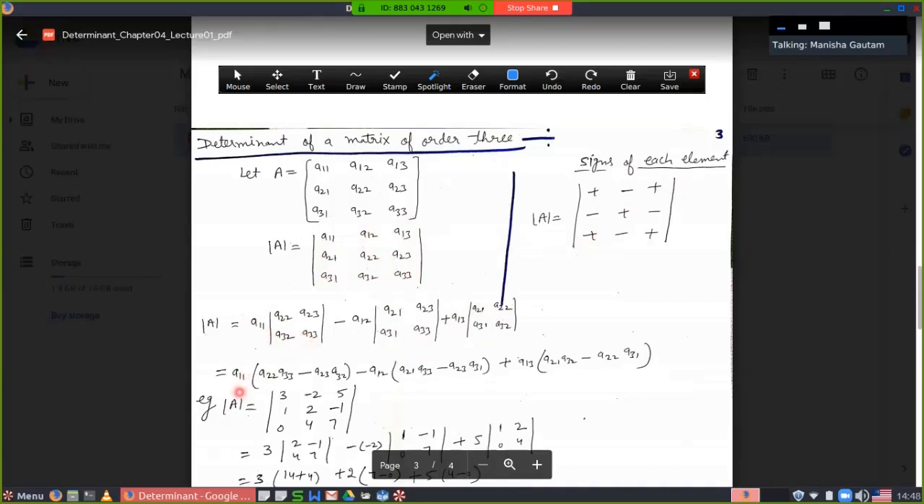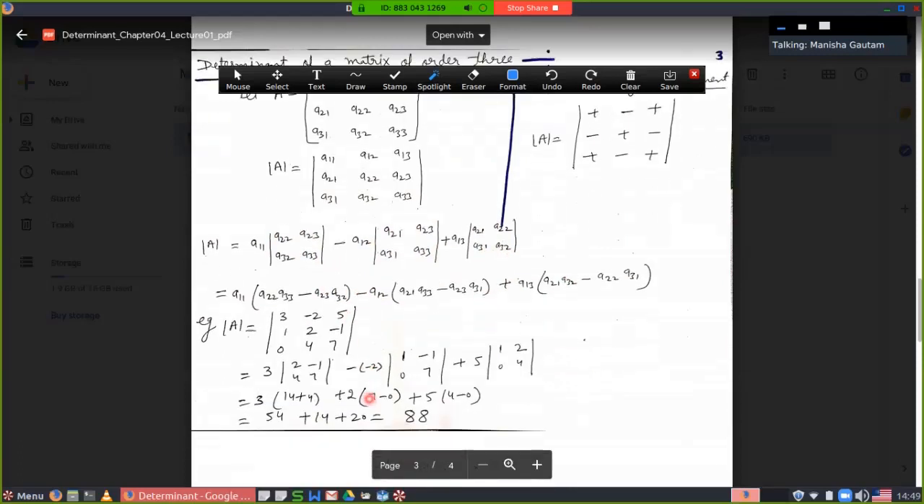A11 as it is, and cross multiplication takes place. A22 multiplied by A33 minus A23 multiplied by A32. Cross multiplication method, the same method which is used to find the 2 by 2 determinant. Then minus A12, cross multiplication again takes place, plus A13, cross multiplication takes place. Simplify these elements, you will get a single number, a number which represents the 3 by 3 determinant.